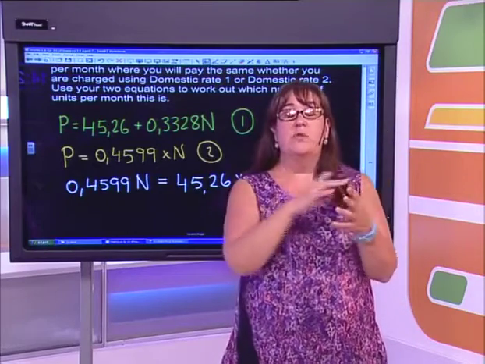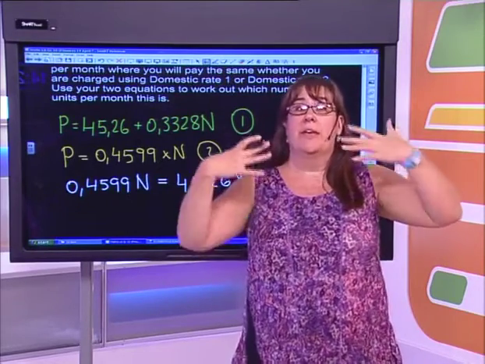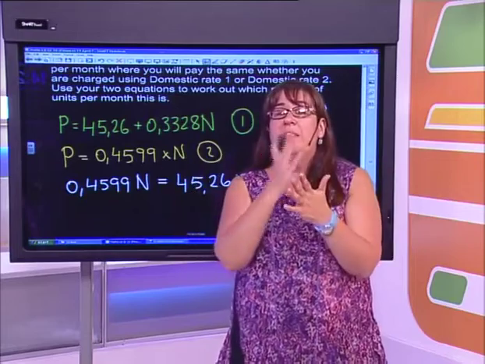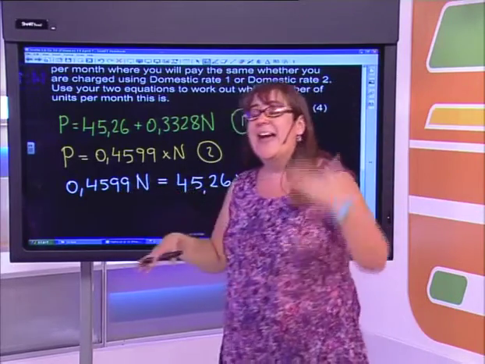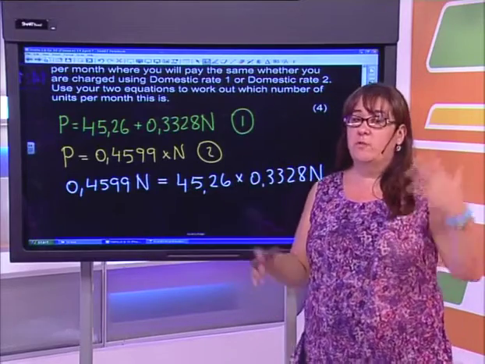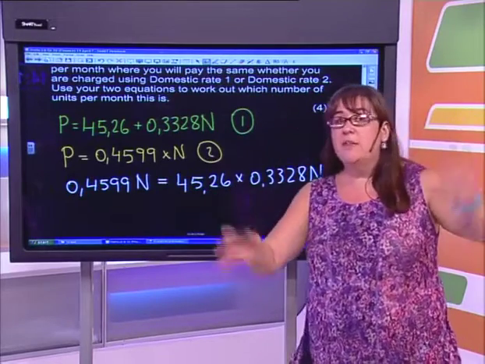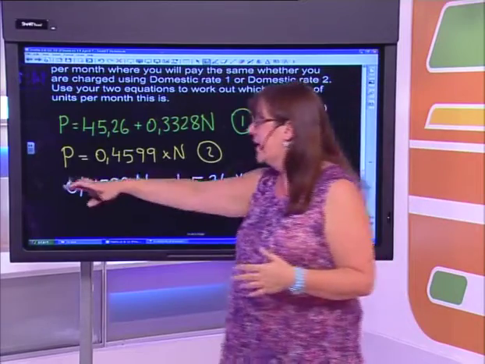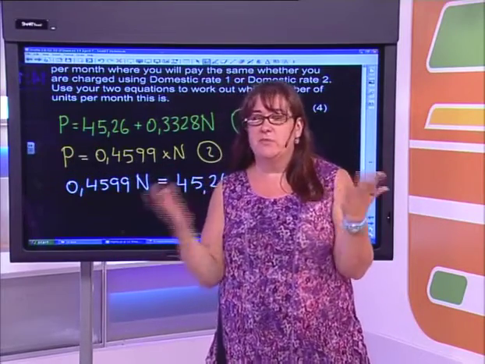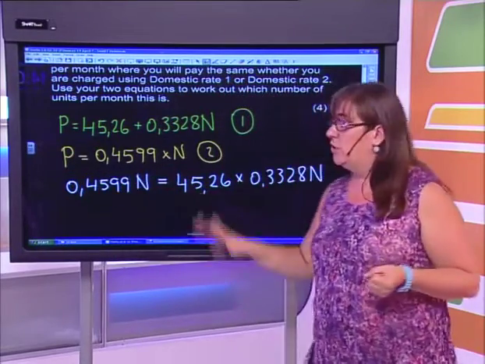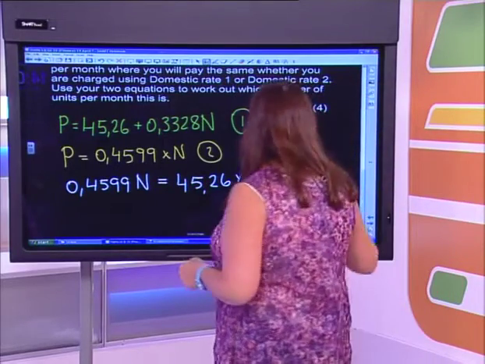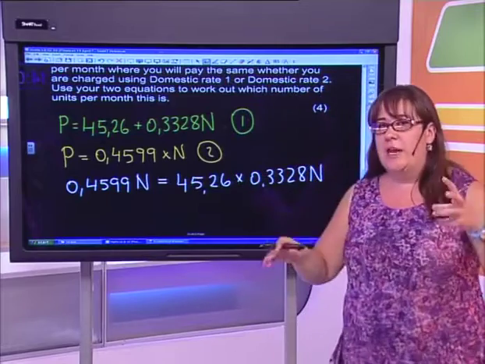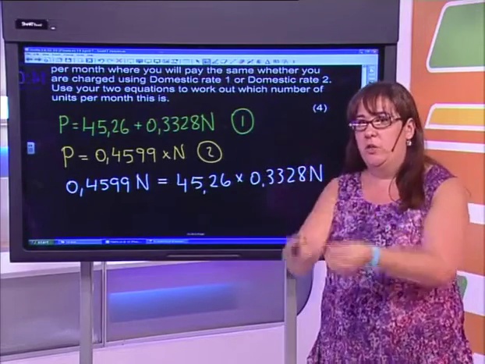Now what I've done is I've left off the rand signs. I know I'm going to end up with a unit value. But the rand signs, sometimes when I do a calculation like this, when I've got N's, they just confuse me. So I leave them out. If I'm looking for P, I'm going to put the rand into my final answer, and now I'm looking for units. So just taking the rands out makes it a little bit easier. Now, what do we need to do? We need to solve for N. We need to know how many units that is.